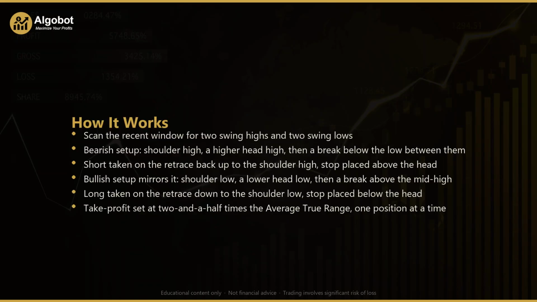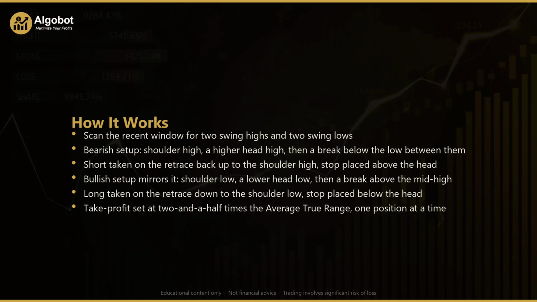Let's walk through the exact logic step by step. On each newly formed bar, the expert advisor appends the last closed bar to a rolling window of recent price data, then scans backward through that window. The number of bars it looks across is controlled by the SwingScan input, which defaults to 50. Within that range, it searches for the two most recent swing highs and the two most recent swing lows, each confirmed by the 5-bar fractal rule.